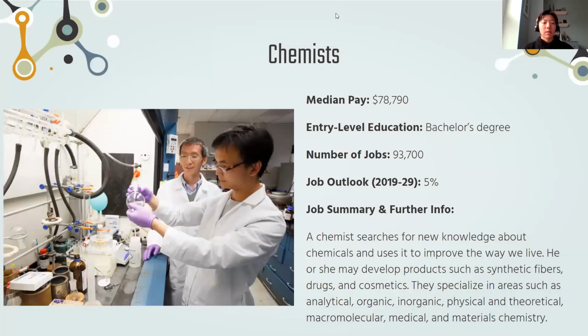All right, next we have chemist. So a chemist median pay is 79K. The entry-level education is a bachelor's degree. Number of jobs is 94K, and they have a job outlook of 5%. A chemist searches for new knowledge about chemicals and uses it to improve the way that we live. He or she may develop products such as synthetic fibers, drugs, or cosmetics. They specialize in areas such as analytical, organic, inorganic, physical, or theoretical, macromolecular, medical, and materials chemistry.